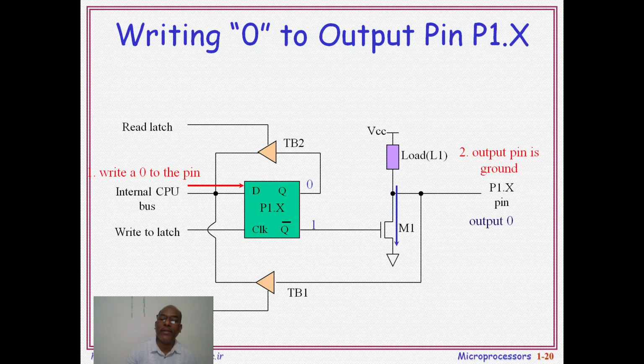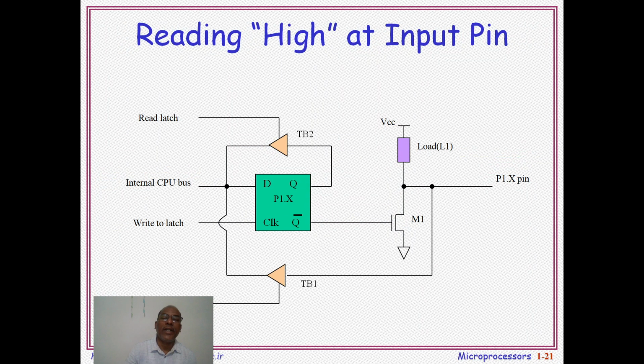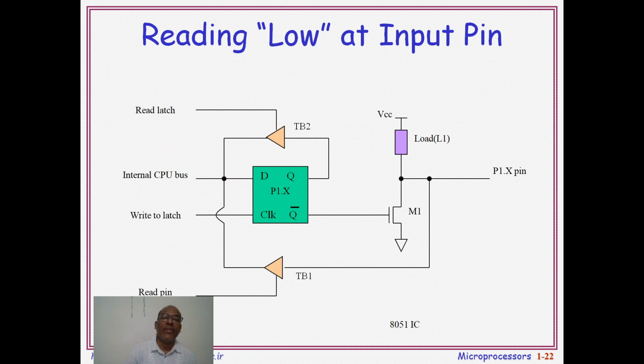Similarly the output pin is ground. For reading high at the input pin, see what happened? Write a 1 to the pin: MOV P1, #0FFH. We can see it like this. Similarly for MOV A, P1, the external pin equals high. In this way we can read or write a high or low signal to the D flip-flop.